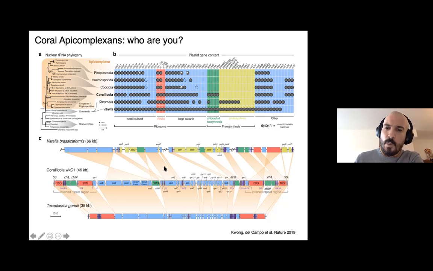And we don't know exactly why, and we don't know exactly how they use this chlorophyll synthesis operon if it's not for chlorophyll synthesis, or if it's not for photosynthesis. So that is something that we are still working on.